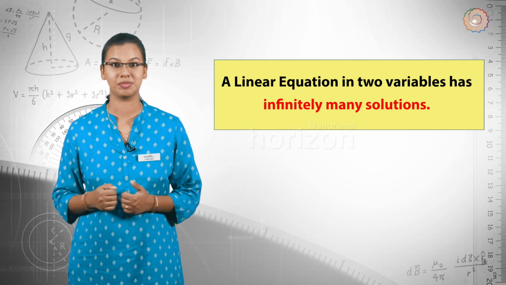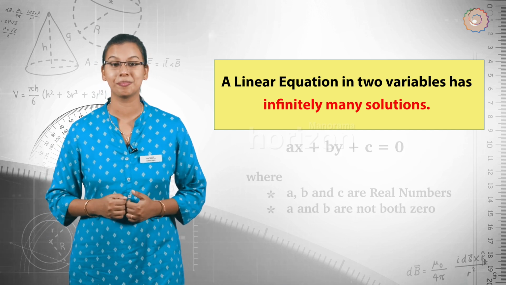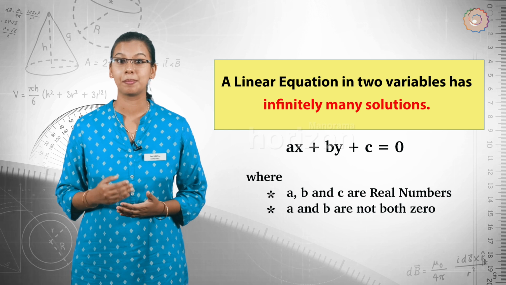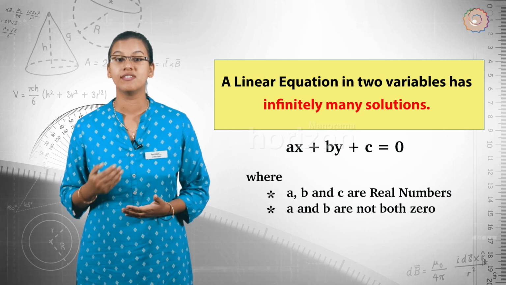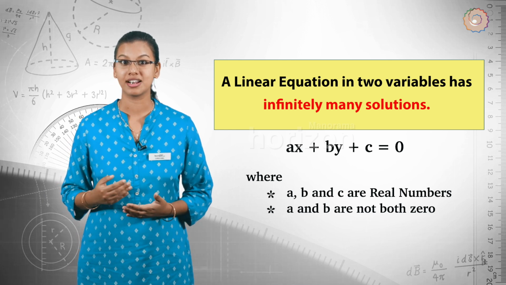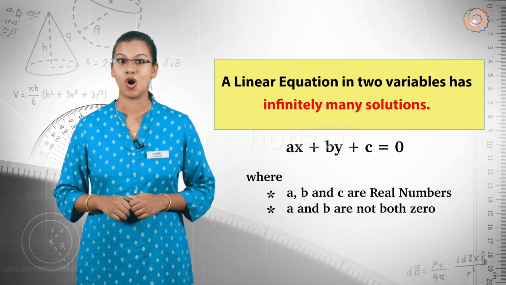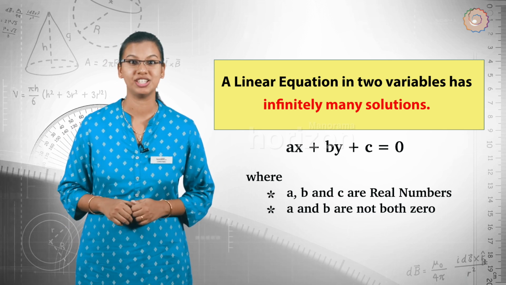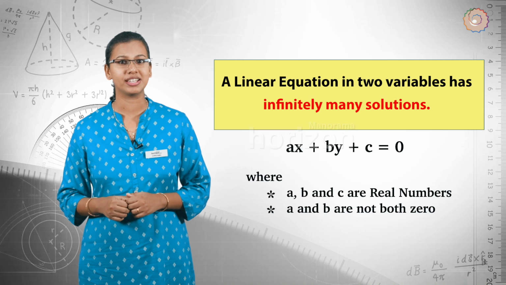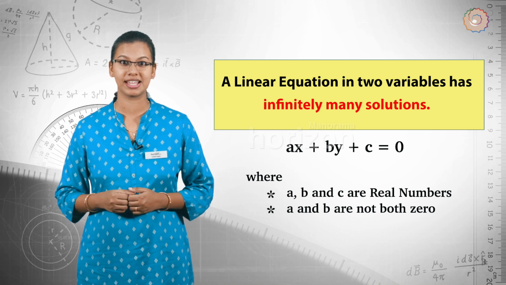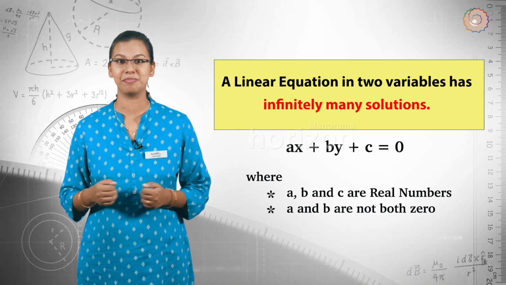Equations in two variables can be written in the form ax + by + c = 0, where a, b and c are real numbers and a and b are not both 0. Also, it has infinitely many solutions. We can find a few of them algebraically and even more if time permits.